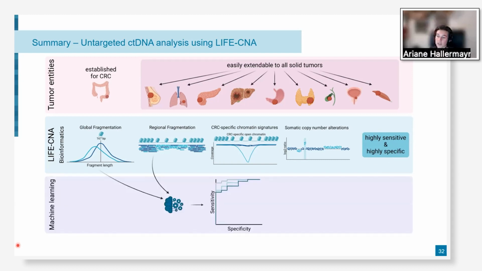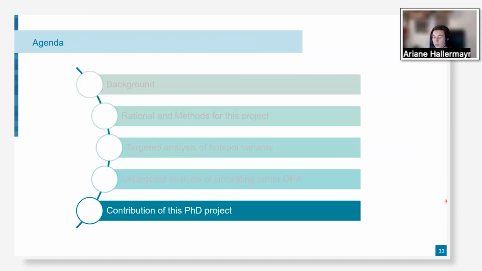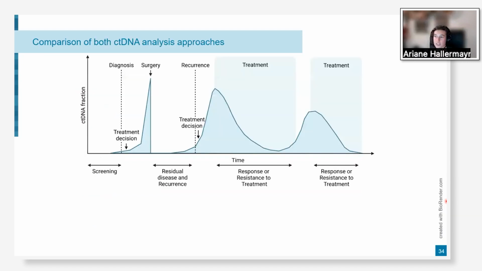And when looking at the machine learning classifiers, combining the results obtained for global and regional fragmentation, those classifiers are highly sensitive. However, for specificity, probably larger training and testing cohorts might be required, as this was quite small. So finally, I'd like just to make a short notice on the contribution of this PhD project.